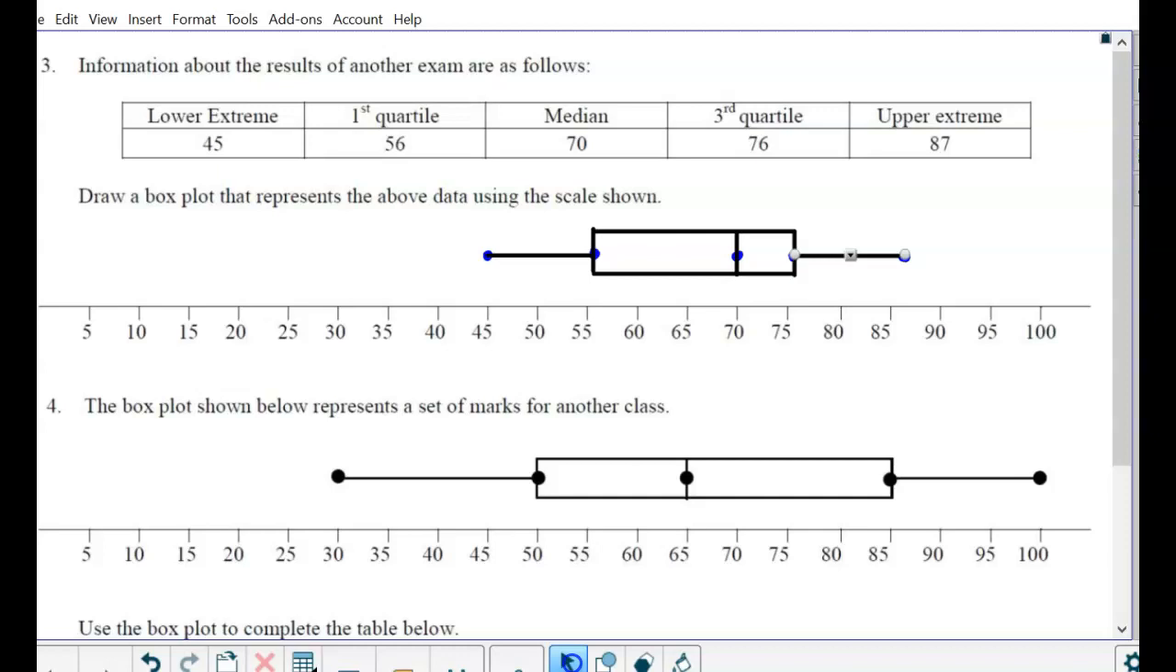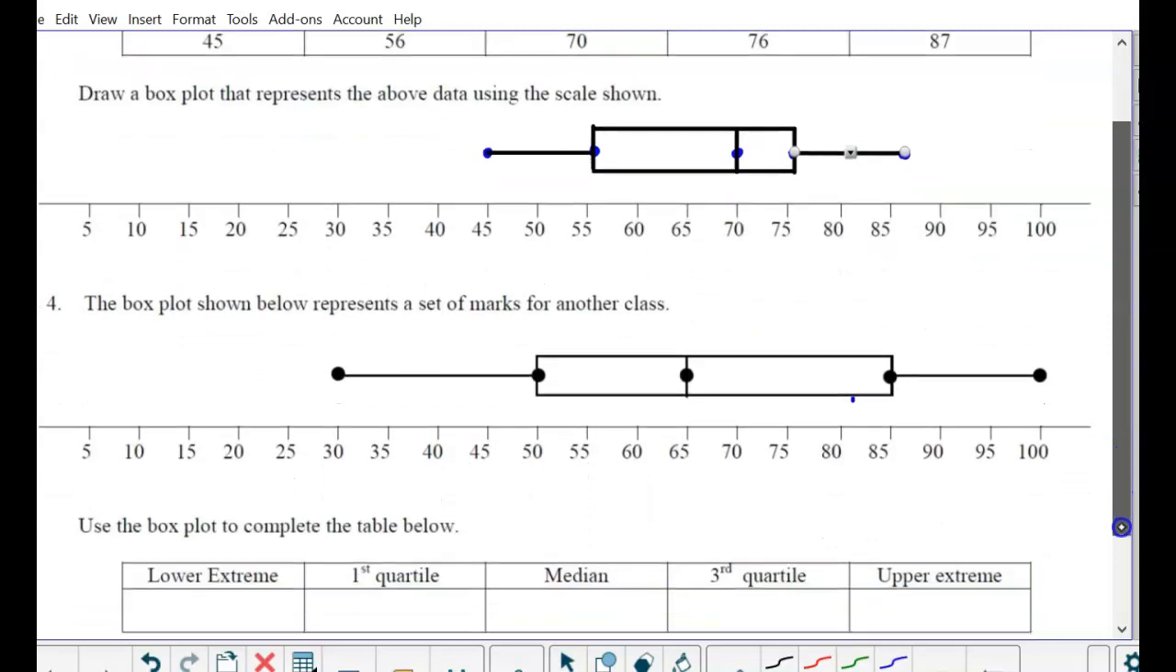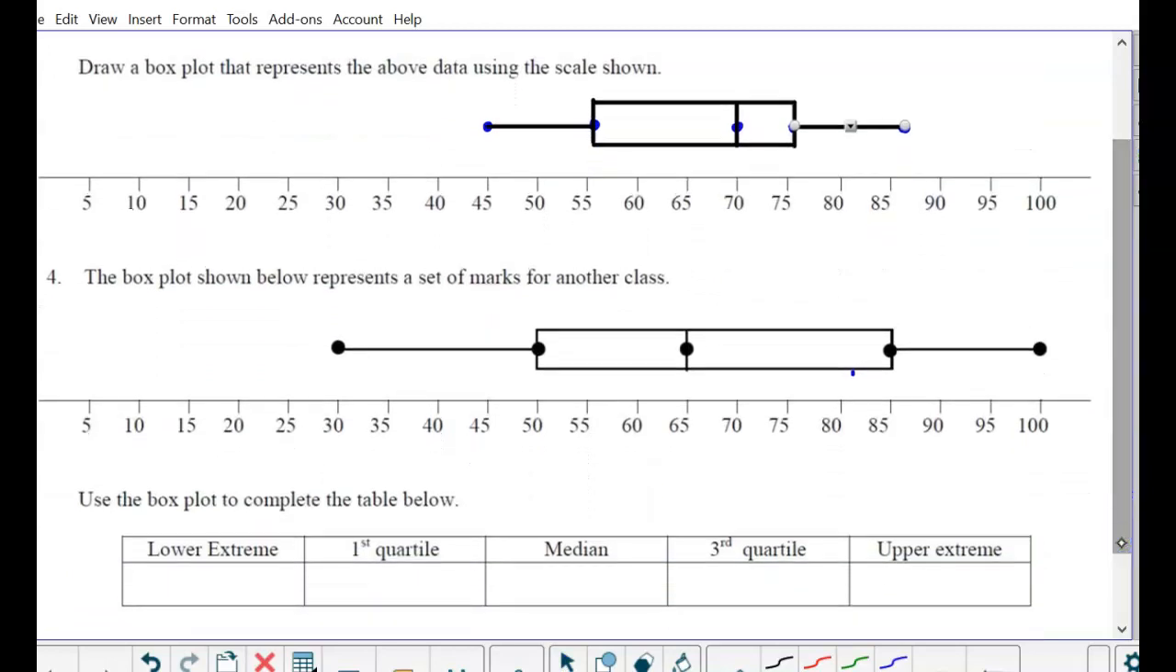Then it says another class is given here. Okay, so another box and whisker. And then it says complete the table for this one. So now our lower extreme, we look and approximate, that looks like about 30. First quartile looks like 50. Median looks like 65. Third quartile looks like 85. And upper looks like 100. Pretty straightforward to copy those out.